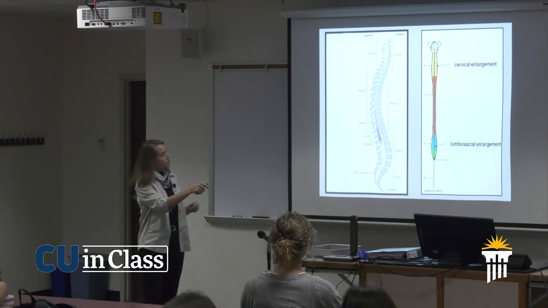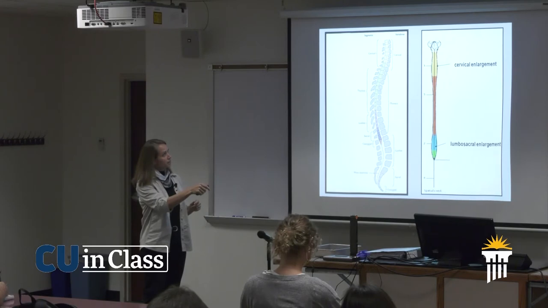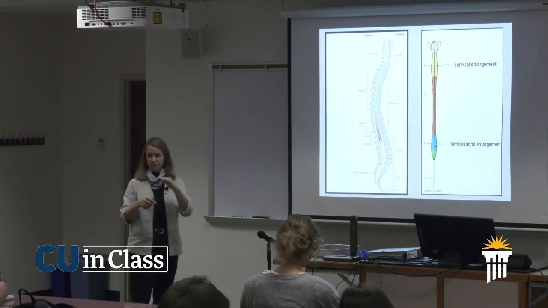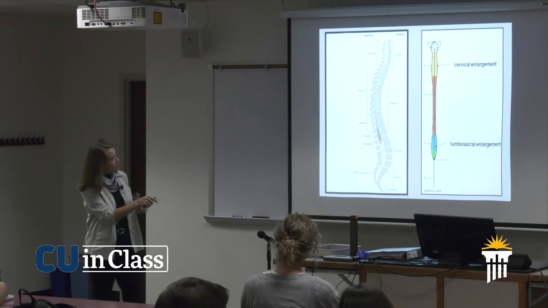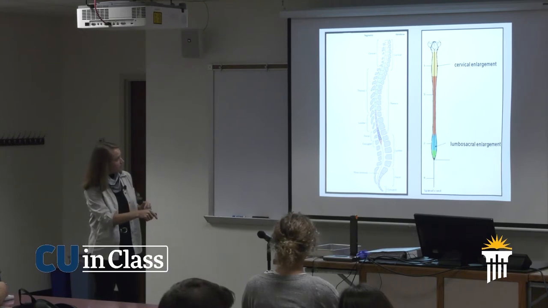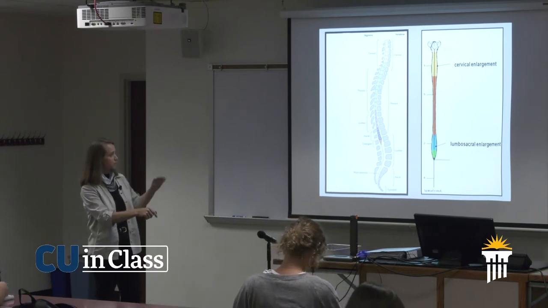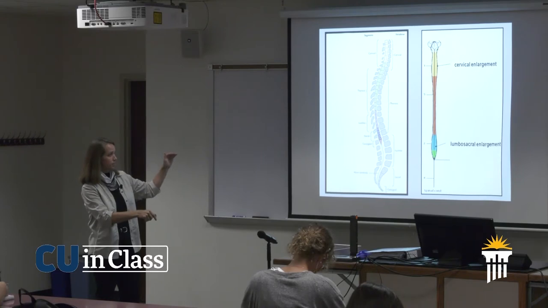When we were studying the bones, we had these 7 cervical vertebrae, these 12 thoracic vertebrae, the lumbar, sacral, and coccygeal. Notice where the cord actually stops. The spinal cord comes down, but the end of the cord is about L1. So the spinal cord stops much earlier than the rest of the vertebral column.